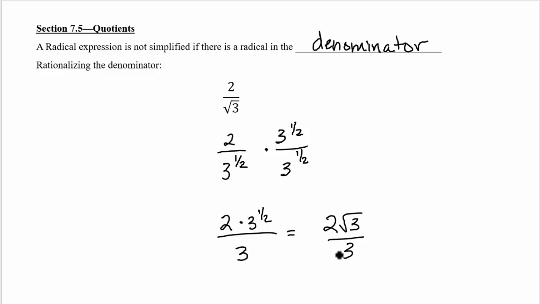We're not allowed to have a radical in the denominator. It can be in the numerator, that's fine, but not in the denominator. So you have to look at what you could multiply by to make the exponent in the bottom a whole number. Okay? Let's do another.